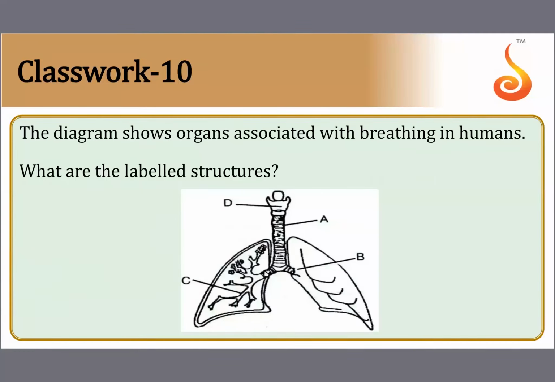So this is very simple. The diagram shows a few parts over here. The part D is nothing but the larynx or voice box. A is the trachea, that is your windpipe. B is the primary bronchus. Remember that it's the primary bronchus that penetrates into your lungs.